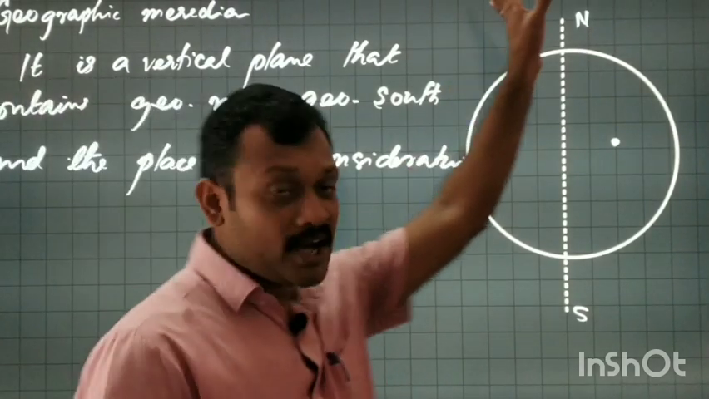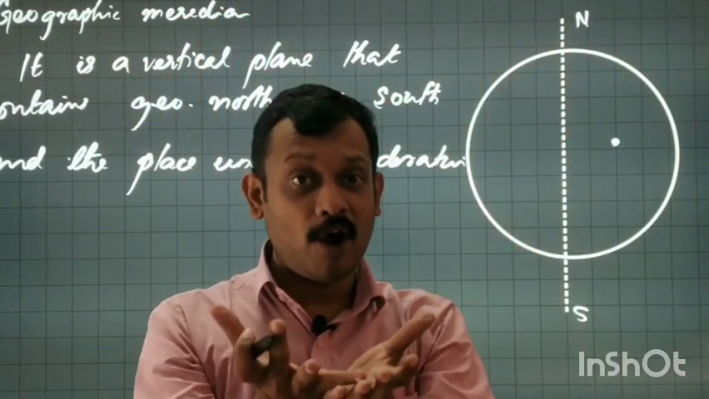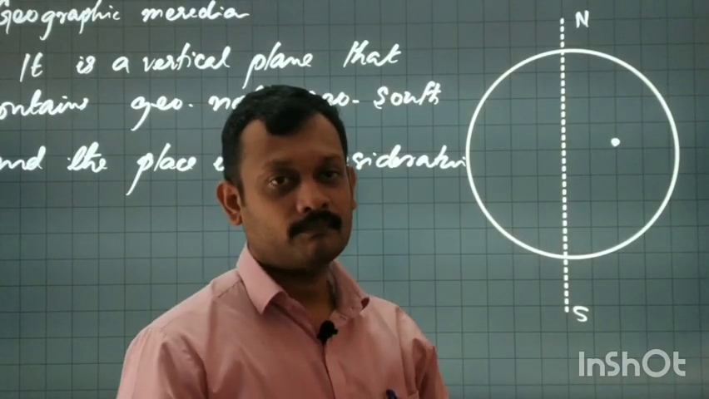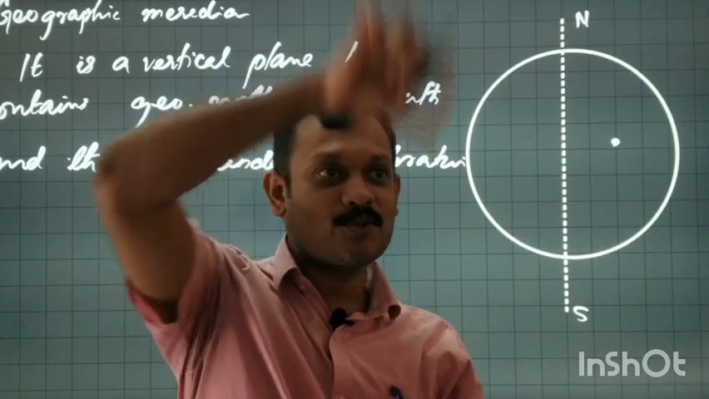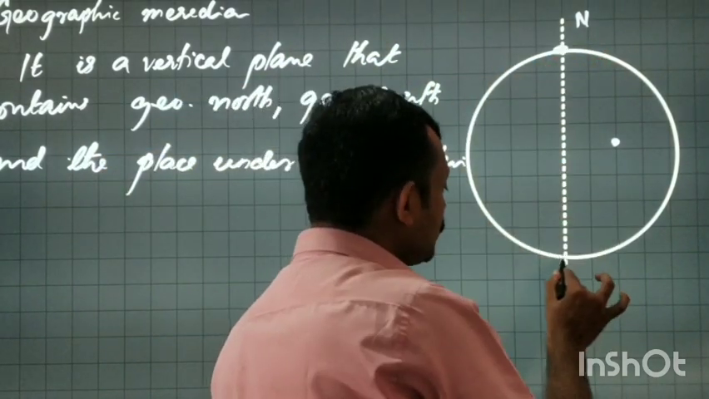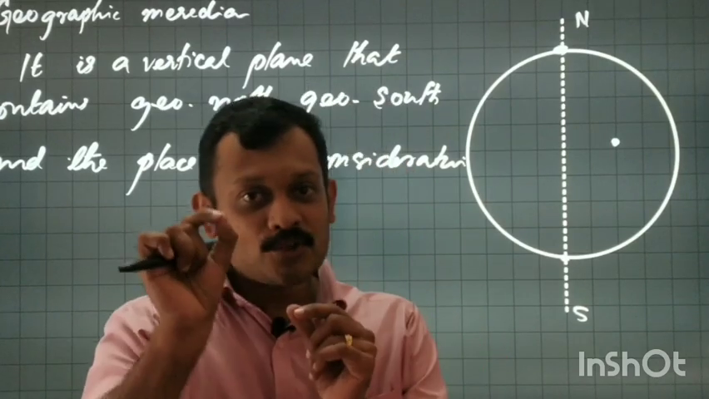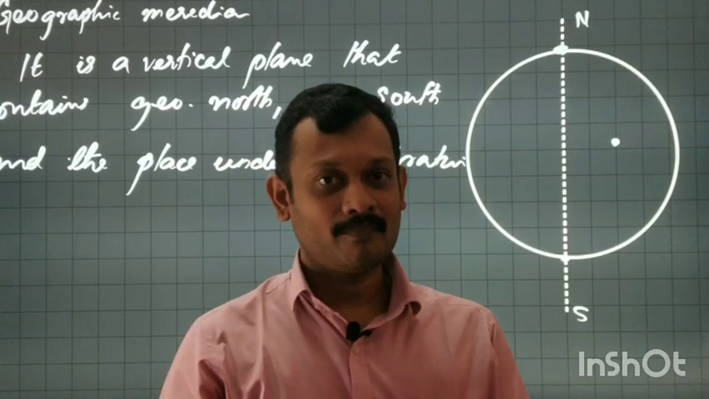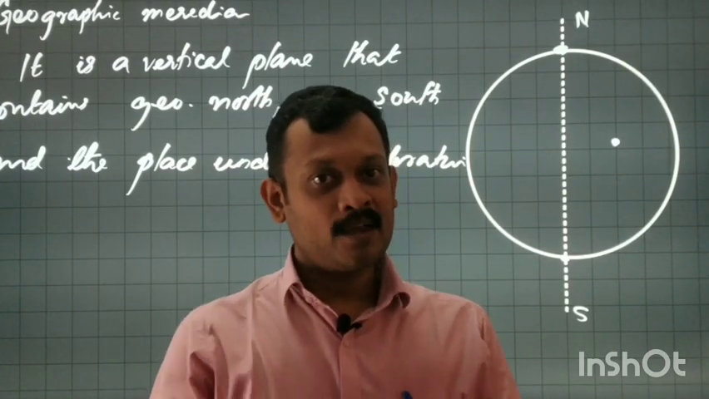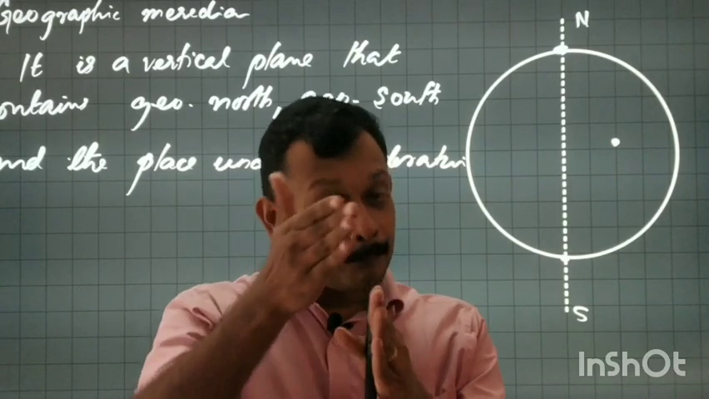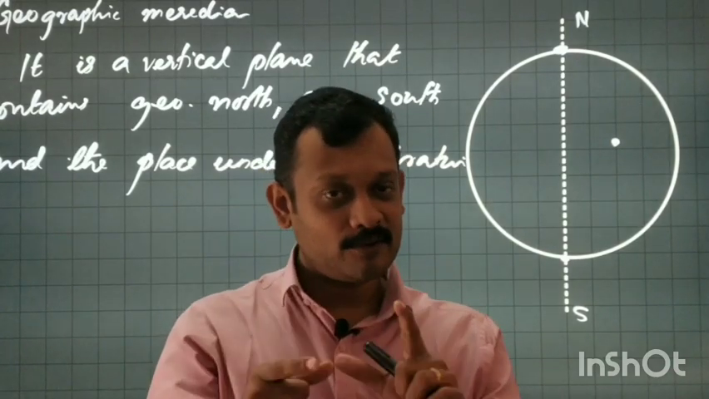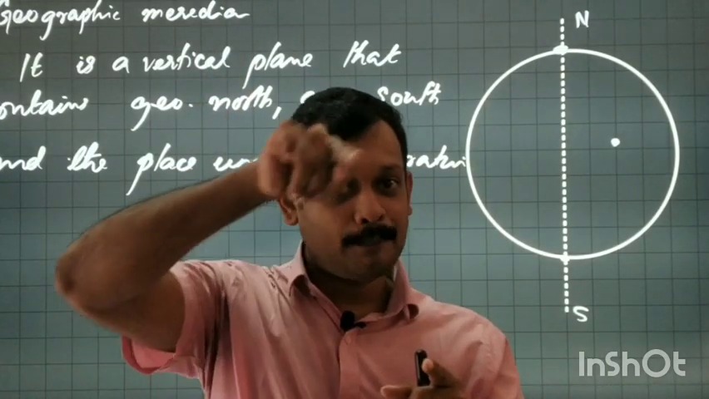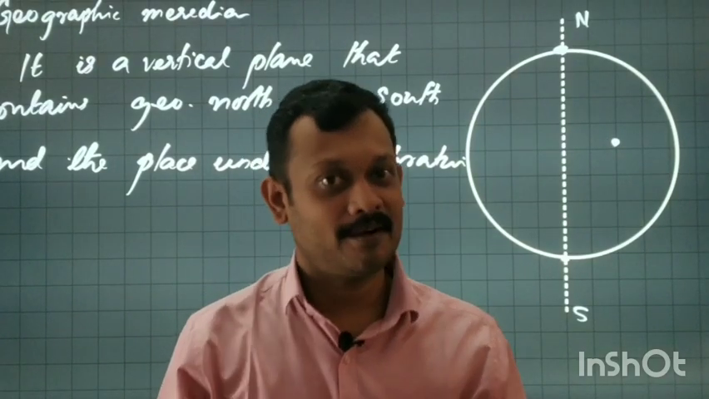That means if I want to construct a geographic meridian, take a watermelon, or a lemon. Now consider the two parts, north pole and south pole. Using a pen, please put a dot at some point. Take a knife and cut that lemon through that point, diametrically opposite. Now the plane of the lemon part that you see is what is called the geographic meridian.